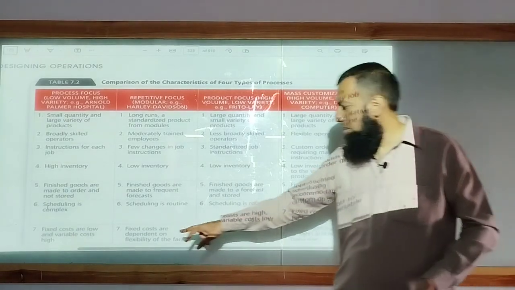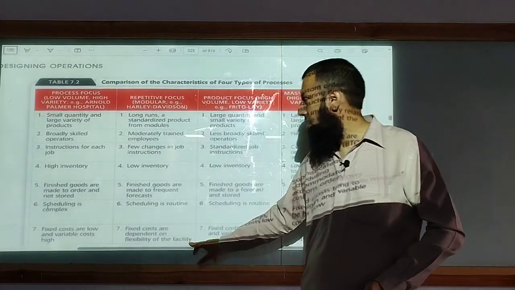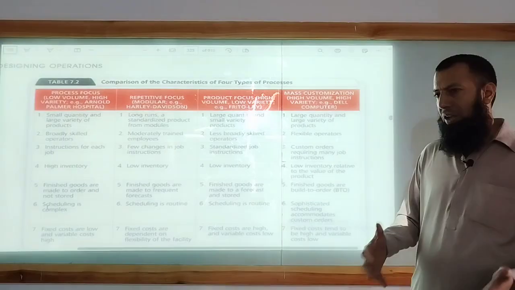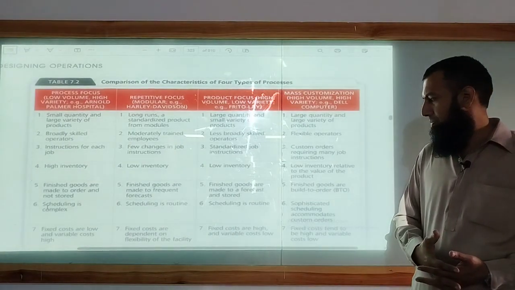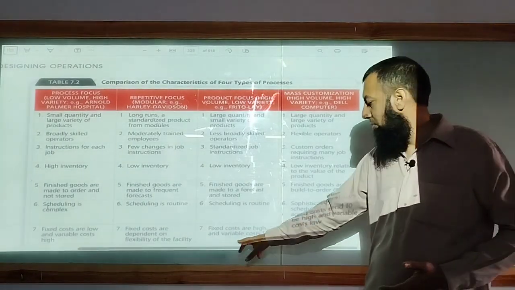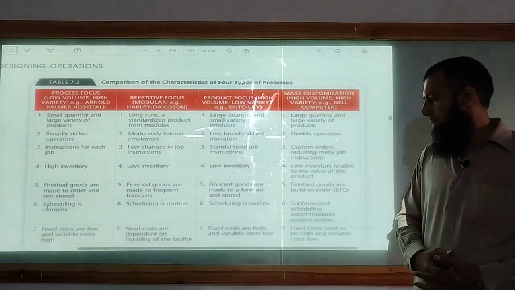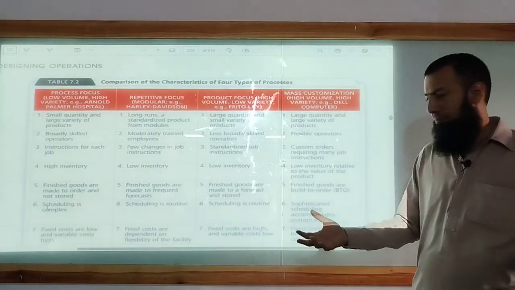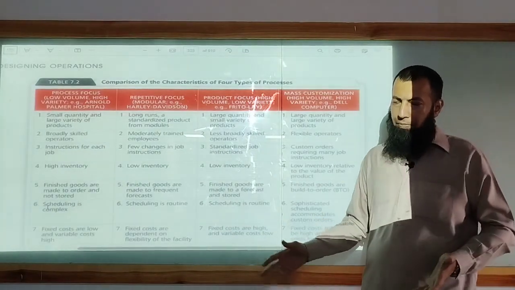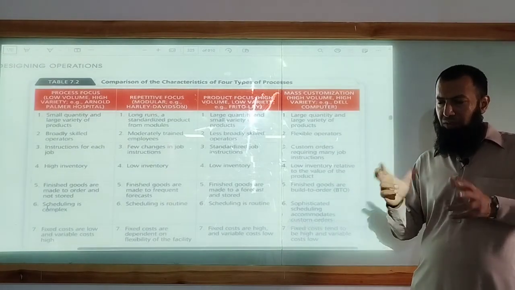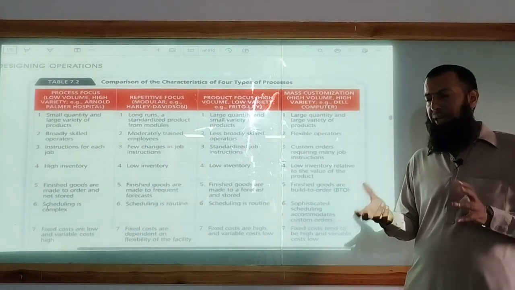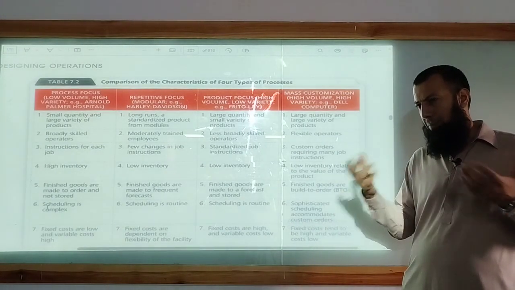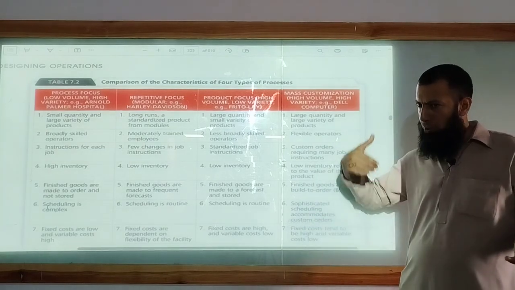ठीक है? Fixed costs are dependent on flexibility of the facility. Yeah, how flexible the facility is. Fixed costs are high and variable costs are low because you require a huge machinery, and the variable cost is low because you have the very simple product, ठीक है? And you do not require much labor for that because you produce in bulk.